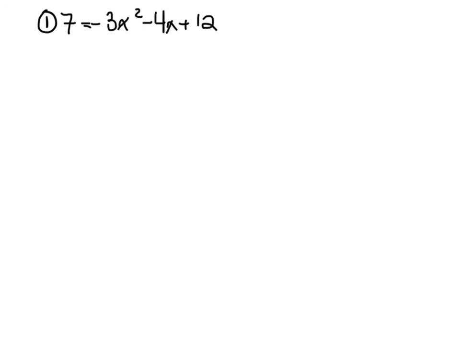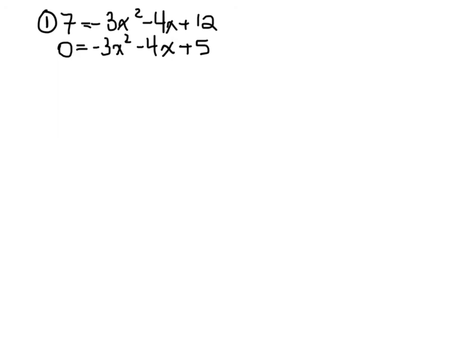So the first thing I'm going to do is subtract 7 from both sides, because 7 minus 7 is 0. So that would give me 0 equals minus 3x squared minus 4x, and 12 minus 7 is 5. All right, so we are now equal to 0, so we can try to factor this. That's the first thing we should try to do.